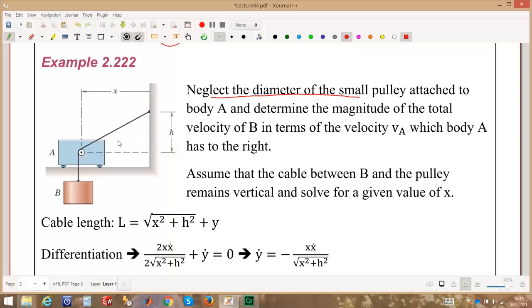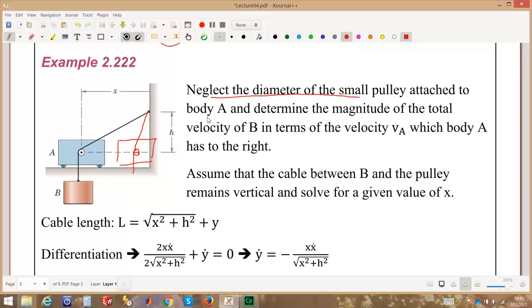Why? At some point of the manipulation, this will come around here, and if you take a look at the amount of cable around this small pulley, it has become smaller. The length of the cable around it has become smaller, so it will vary. If we neglect the size here and say it's almost dimensionless, then we can make this assumption.